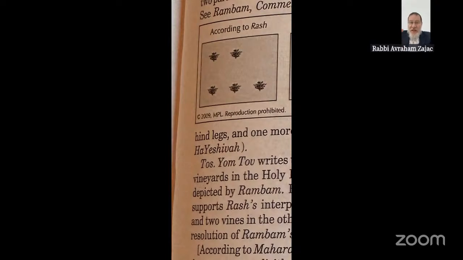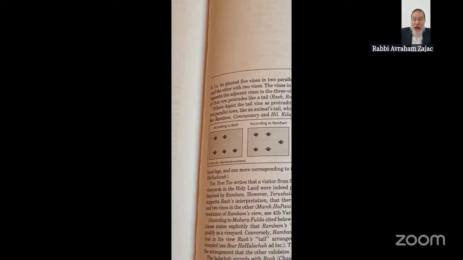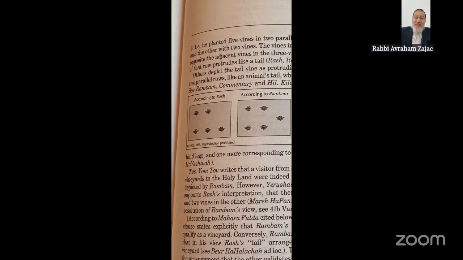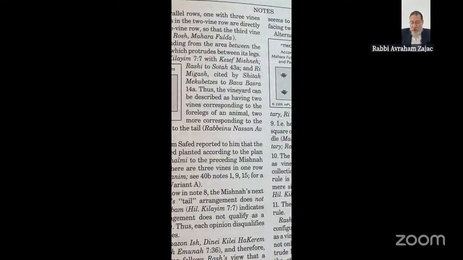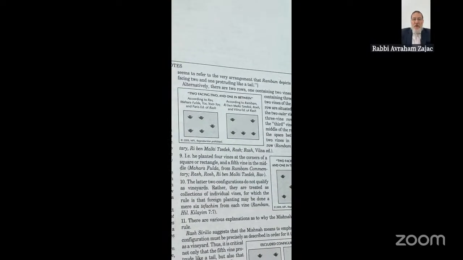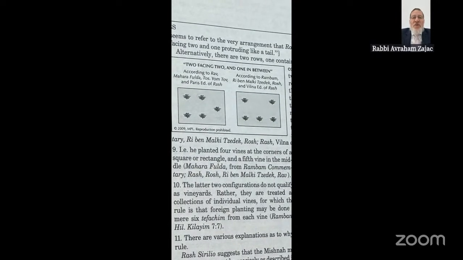Now, leave the bigger picture up. If you have two opposite two, and the other one is like the Rambam, that means it's in between, says the Mishnah, that's not a kerem. Or another case, Kevin, go to the top picture. The first one is according to the Rash, and everyone else, the Maharam over here.